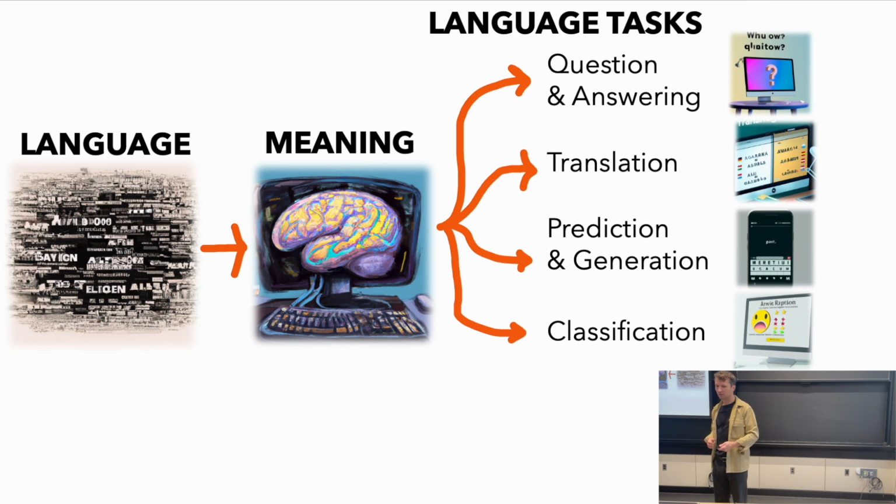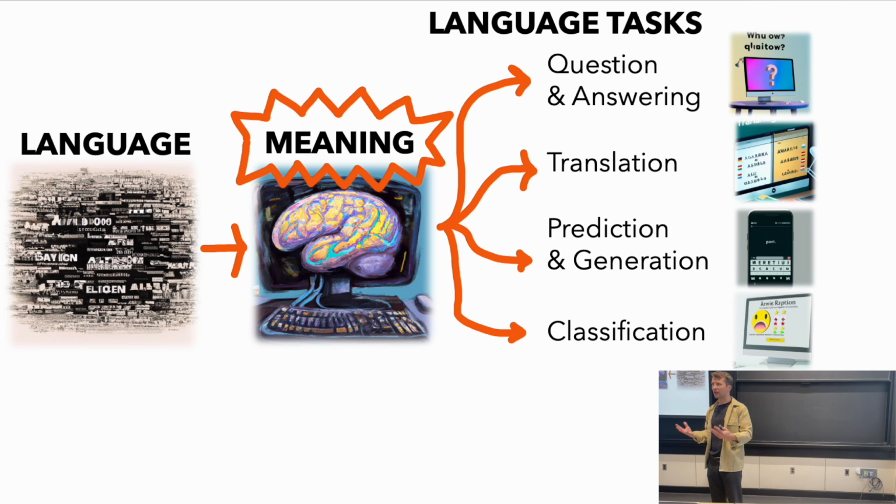So let's think about meaning as a first step. How do we even think about meaning? How do we represent meaning and communicate meaning, so we can use it and give that information to our downstream tasks and models?